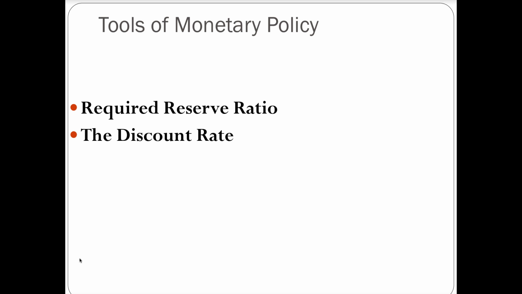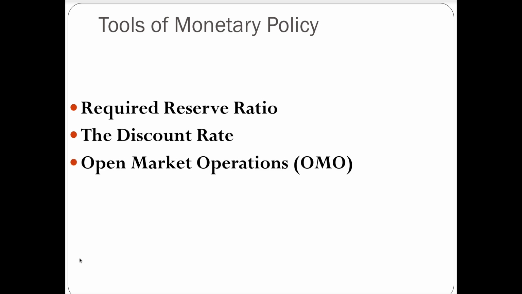Next, I want to look at the three tools of monetary policy. We talked about with fiscal policy how the Congress and the President can change taxes as well as the amount of government spending. Those were the two fiscal policy tools. Now we're going to look at the three tools of monetary policy. The first one is the required reserve ratio, which we've already talked about at an earlier date, the discount rate, and then open market operations.